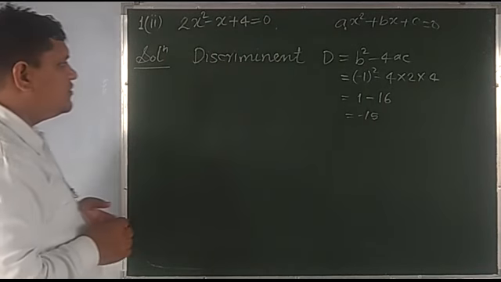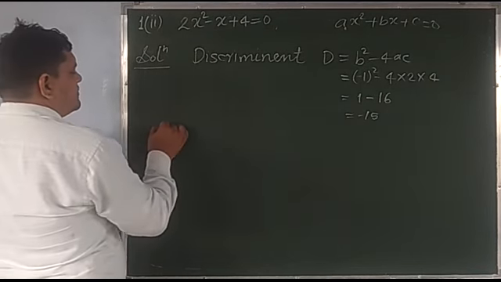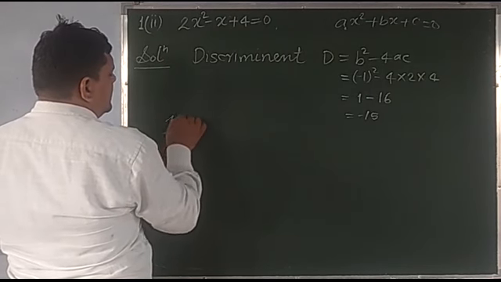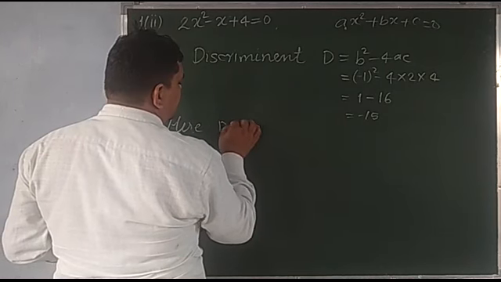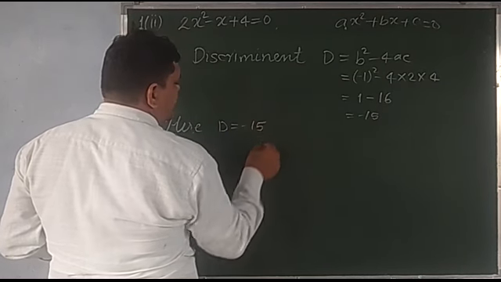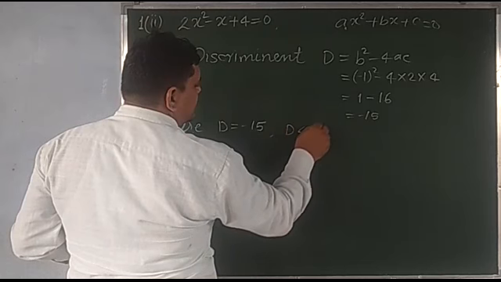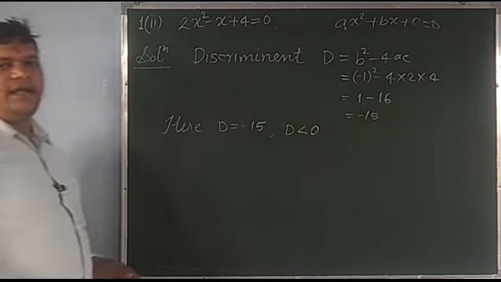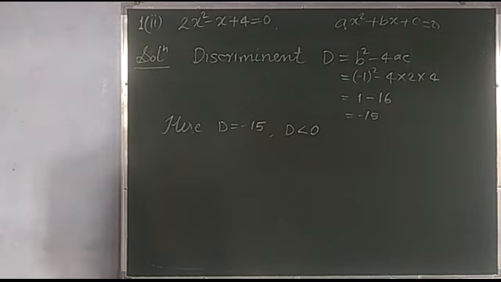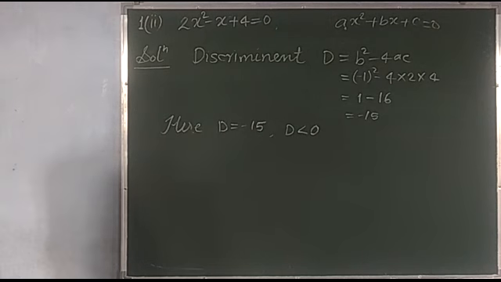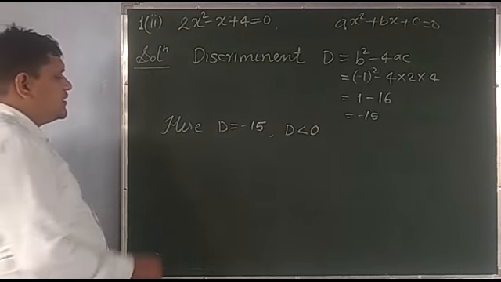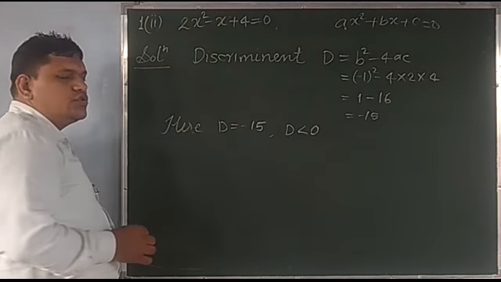So I have told you that here d is equal to minus 15, which means d is less than 0, and I have told you when d is less than 0 it has no roots. Clear? So this equation has no solution.